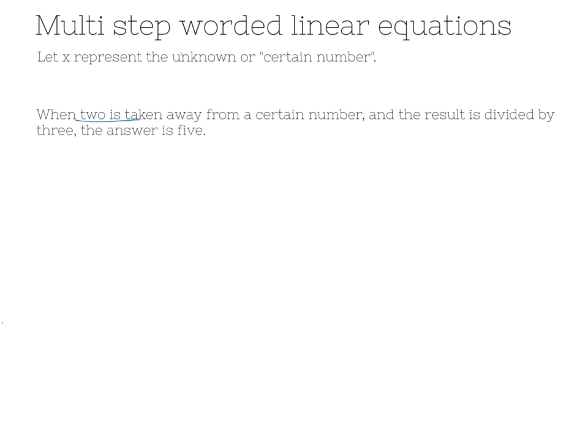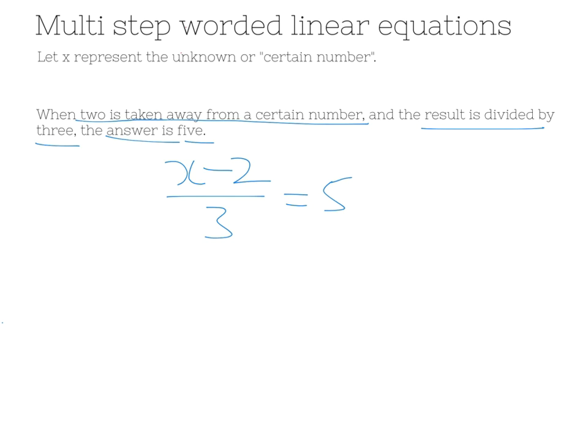When 2 is taken away from a certain number, so it's x, the certain number, and 2 is taken away from that, so it's minus 2. The result of that is divided by 3. So we divide by 3. The answer is, so it equals, 5. To get rid of the division by 3, we need to multiply by 3. Do that to both sides. So we have x minus 2 equals 5 times 3 is 15. To get rid of the minus 2, we add 2 to both sides. So we have x equals 15 plus 2 is 17.